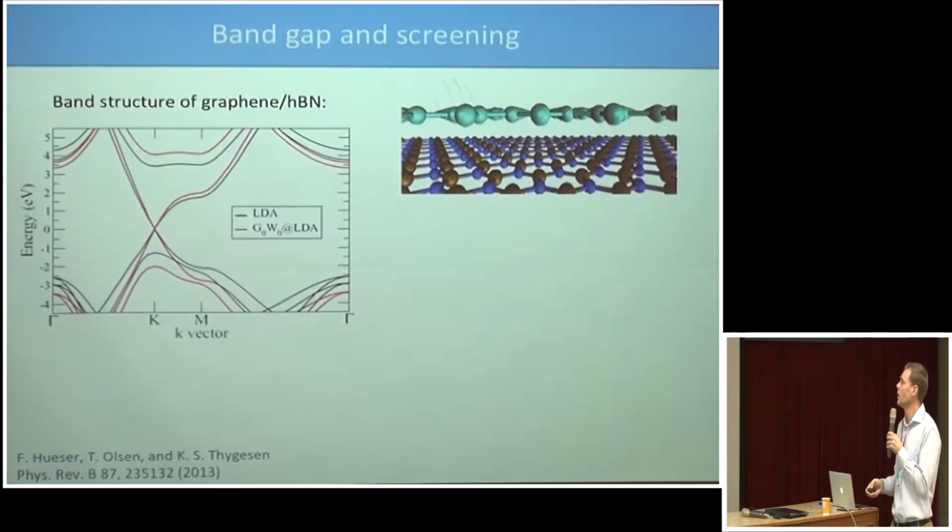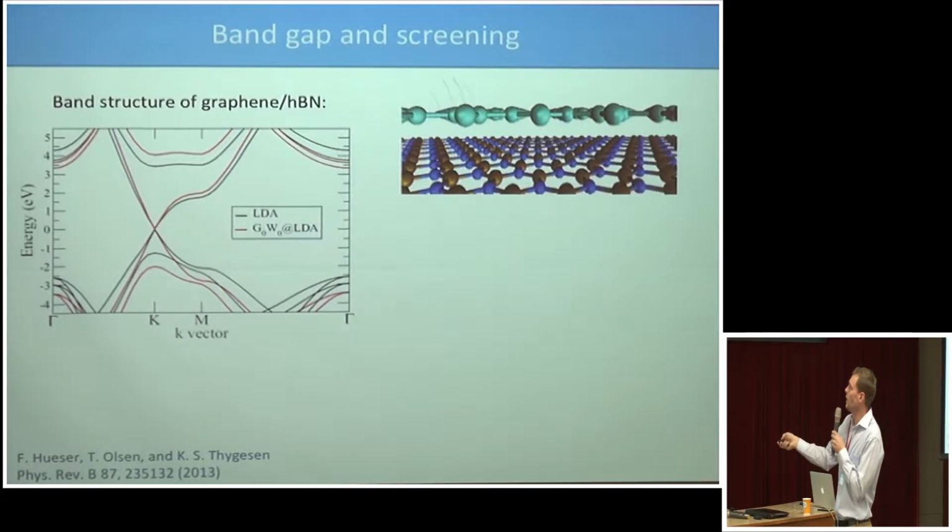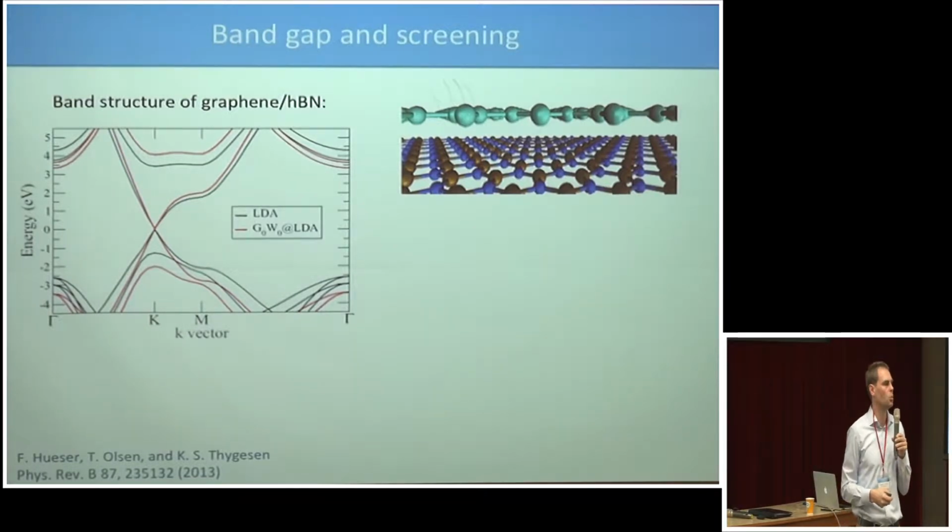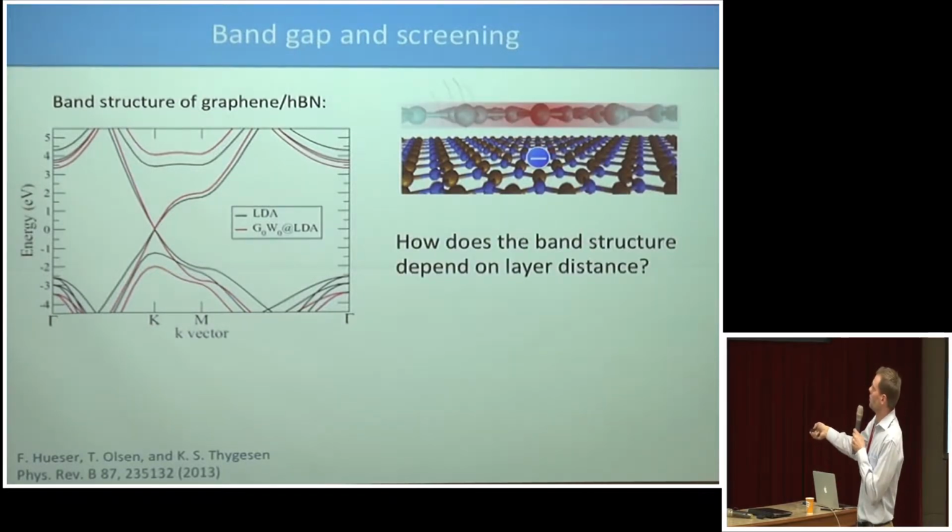I'm showing you here a band structure of graphene on hexagonal boron nitride. There is an LDA and a GW calculation here. Just the black curves is LDA and the red is GW, and the gap of the HBN layer is here at the K point. So you can see, as usual, GW opens this gap. But what I'm interested in now is what happens as we change the distance between the graphene layer and the HBN layer. Okay? So if we imagine that this could be a hole, or it could be an electron, depending on whether we are probing the valence band or the conduction band.